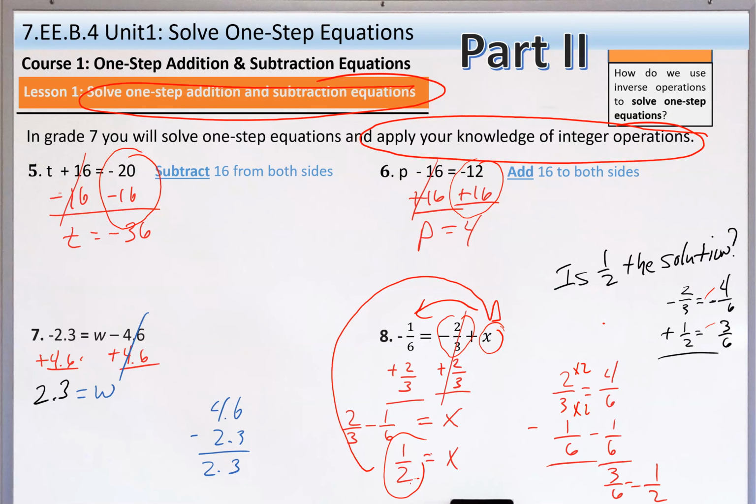Common denominator is 6. So I have negative 4/6 plus 3/6. I'm more negative by 1/6. So it does check. 1/2 is the solution.